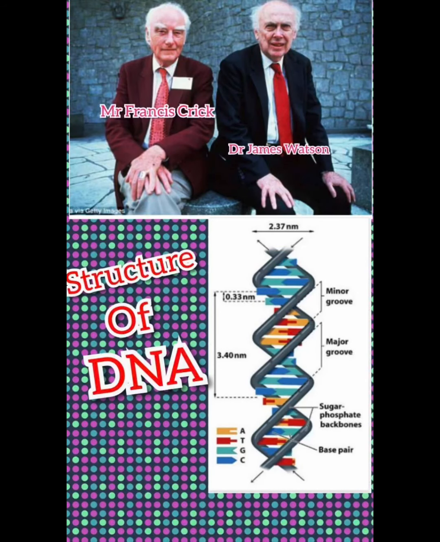Structure of DNA. In 1953, Watson and Crick proposed a model of DNA molecule. According to this model, 2 parallel threads of nucleotides are coiled around each other. This arrangement is called double helix. Each strand of DNA molecule is made up of many small molecules called nucleotides.